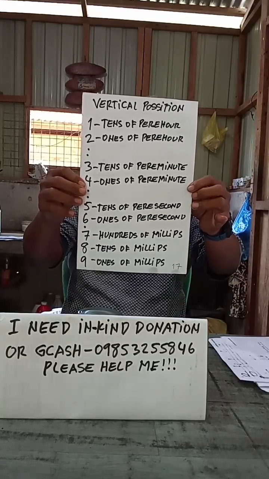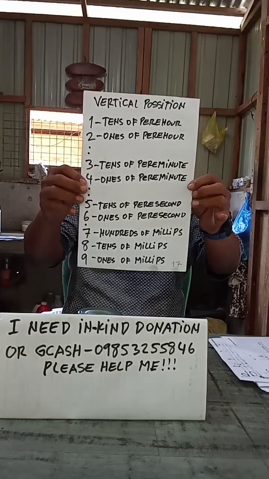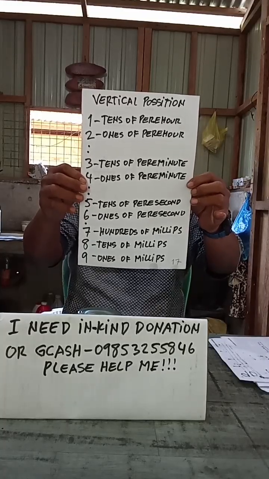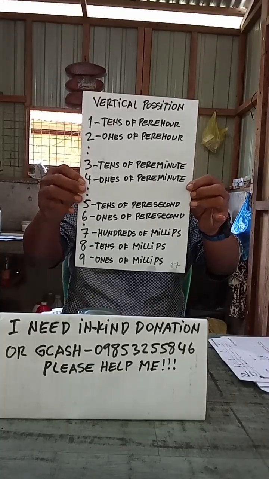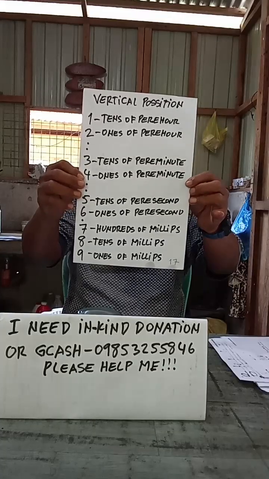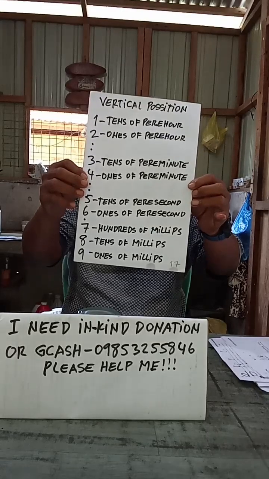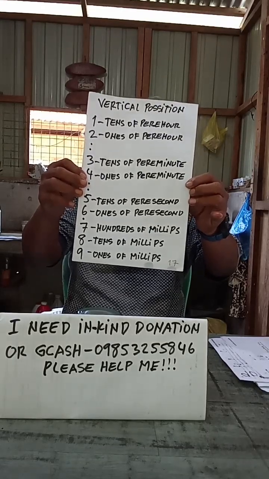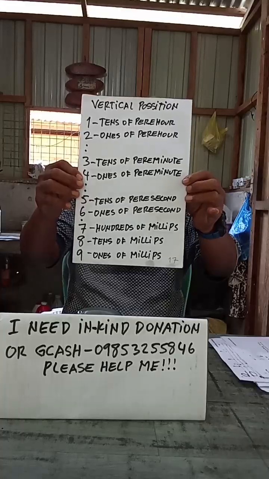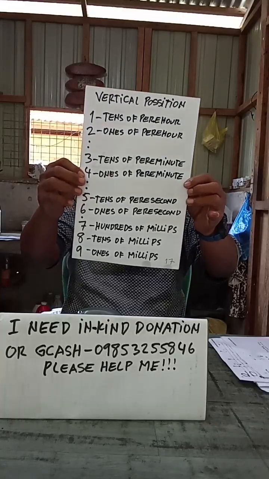Then colon. Then 5 is tenths of per seconds. 6 is ones of per seconds. Then point. Then 7 is hundreds of milli per second. And 8 is tenths of milli per second. And 9 is ones of milli per second.